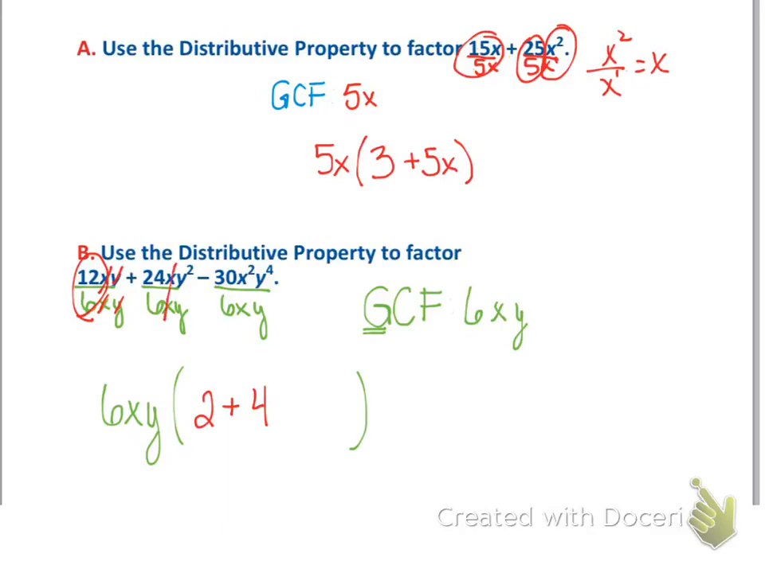X divided by x cancels out. Y squared divided by y is y. And the last one, 30 divided by 6 is 5. X squared divided by x to the first is x. Y to the fourth divided by y to the first is y cubed. And so I have factored by using the distributive property.